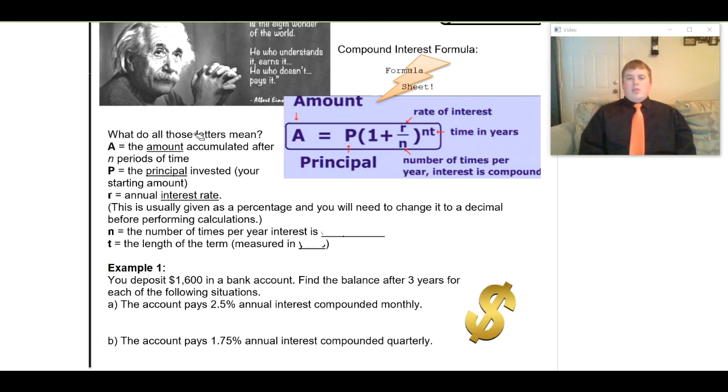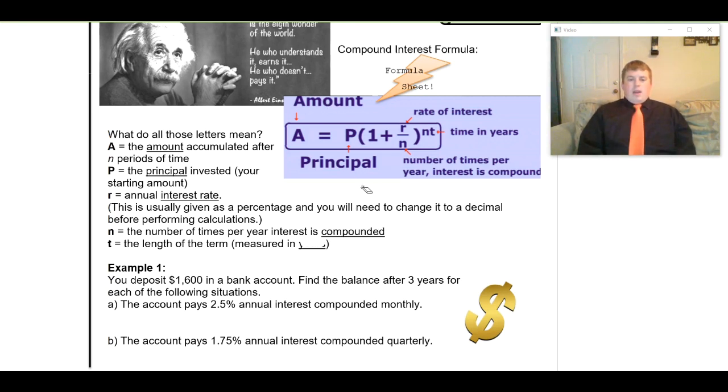R is going to be your annual interest rate. This is how much you are earning on your account for just having your money in the bank. Now, these are usually given to you as a percentage. We will change them to a decimal as we are working with them in the formula.